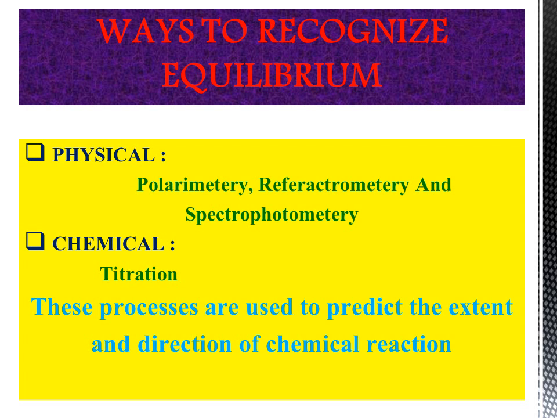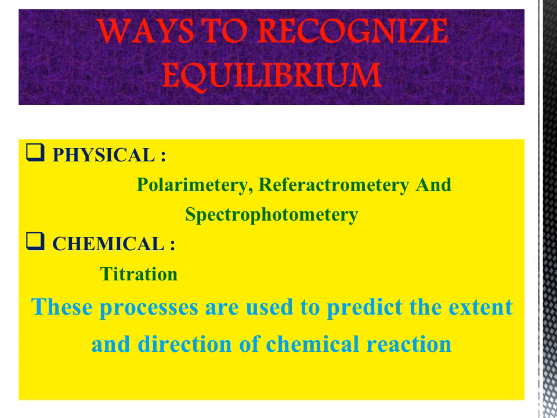In polarimetry, we can find out the extent of a chemical reaction by passing plane polarized light through a solution. If that solution is pure, the polarization will be different from that of an impure one. In refractometry, we can find out the refractive index of a solution through the refraction of that solution. And in spectrophotometry, we can also find out the purity of a solution by using the spectrophotometer.